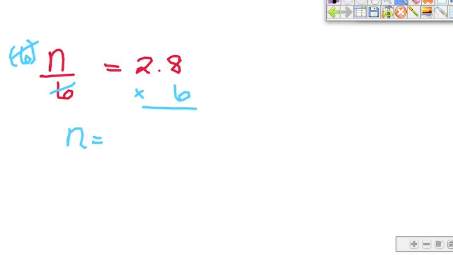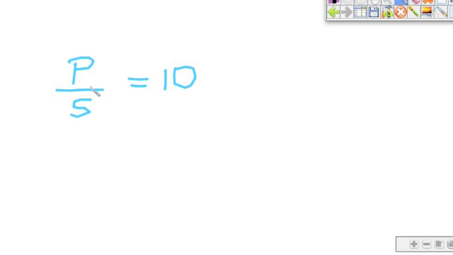Okay. So now we go ahead and do 2.8 times 6 is going to be 16.8. All right, and again, you can always check these by putting them back into the problem. All right, let's try again, another one, because these ones can be kind of tricky. So we have p over 5 equals 10.